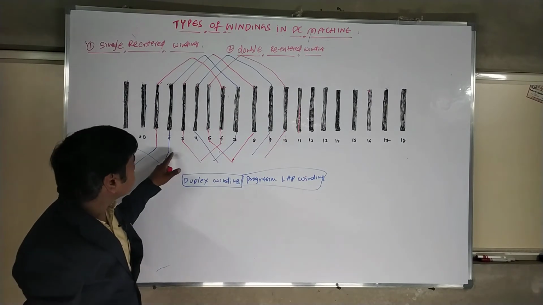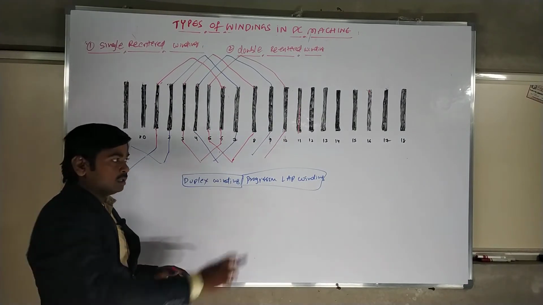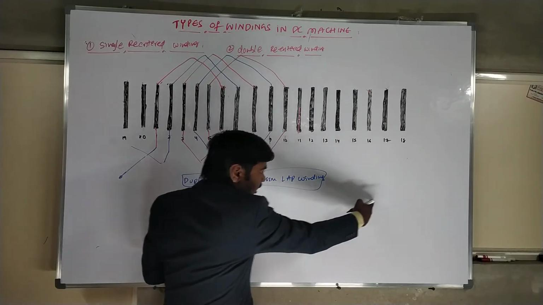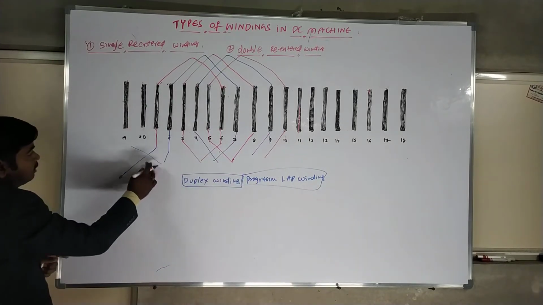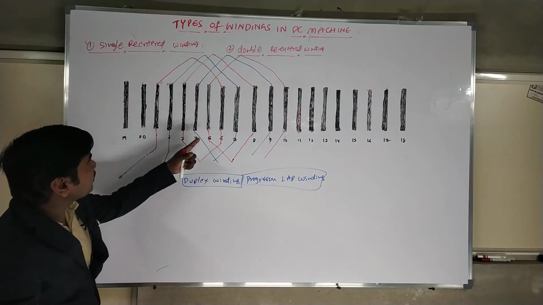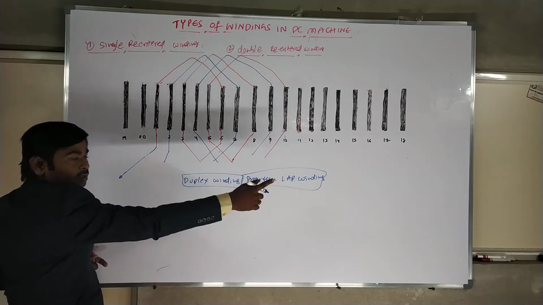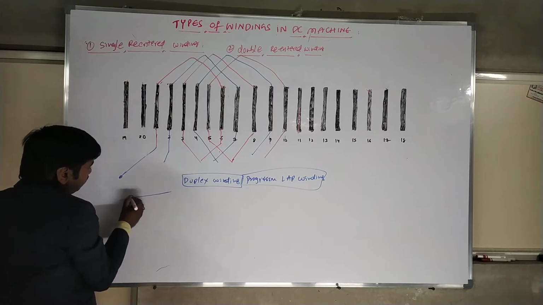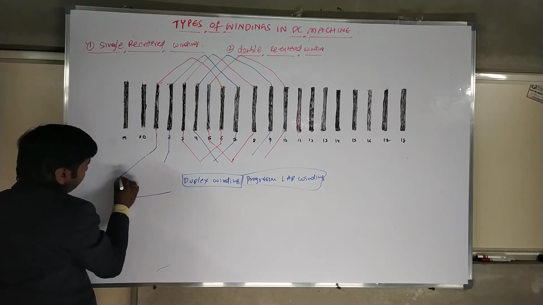Whatever empty slots are there, the second one, whatever ending they have, that ending winding should come and connect over here. And all slots should be covered. There is no empty slot left. After that, the ending should come and connect over here. Now you can connect this.